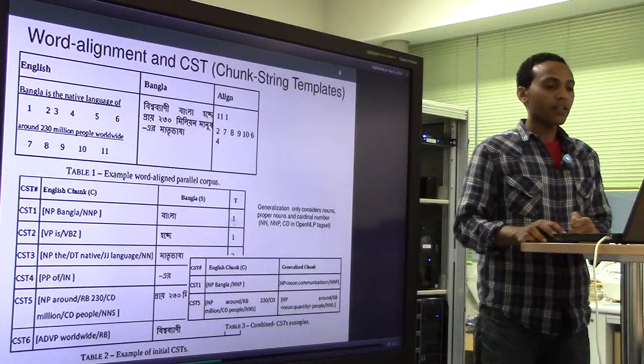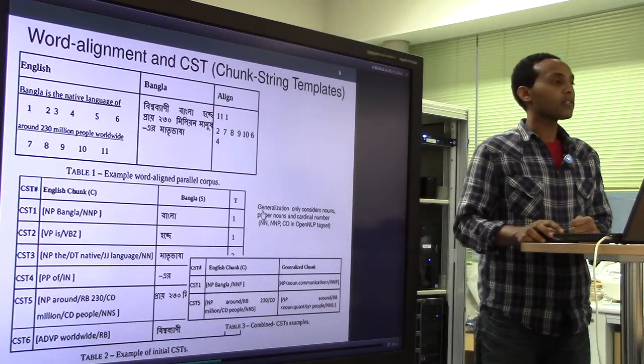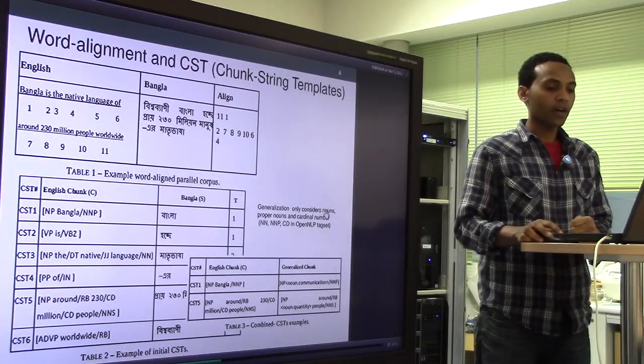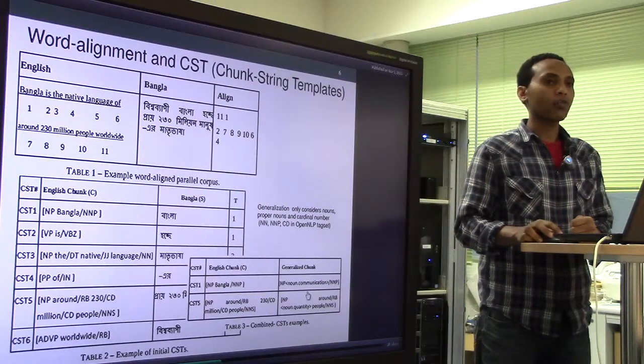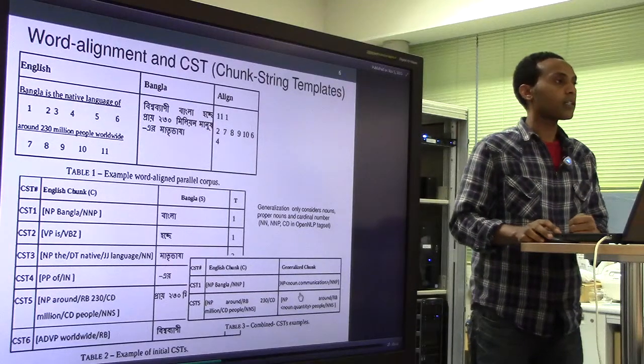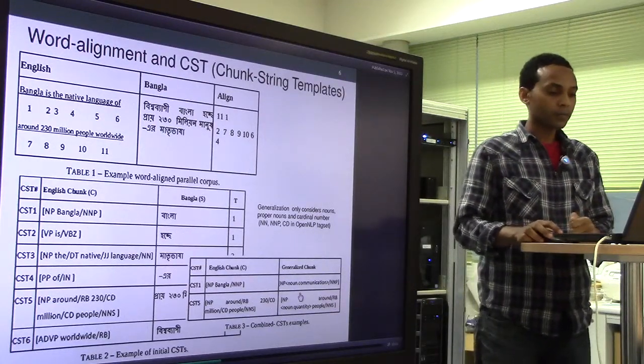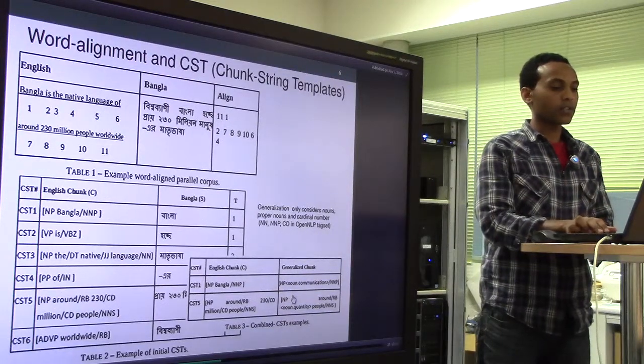From these, they generalized some of the rules for nouns, proper nouns, and cardinal numbers. So these are some of the generalization rules. For noun phrases that have pronouns, they come up with this noun category, which is a general category from the WordNet lexical files. So they prepared these three types of resources.